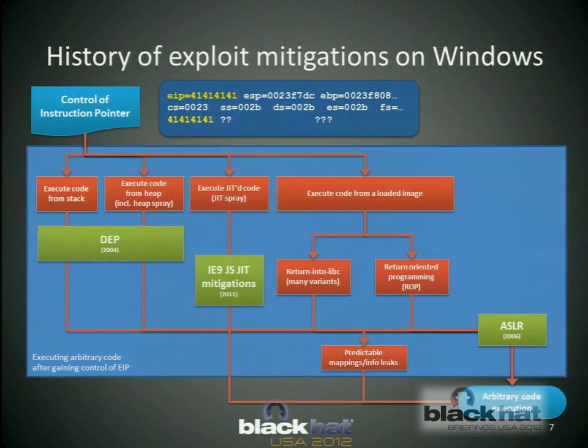So one of them is JIT spraying, which we've actually released mitigations for in Internet Explorer 9, and other things like predictable memory mappings or address space information disclosures as being a way to circumvent ASLR. So as you can see, there are still vectors that attackers can use to turn control of the instruction pointer into arbitrary code execution.